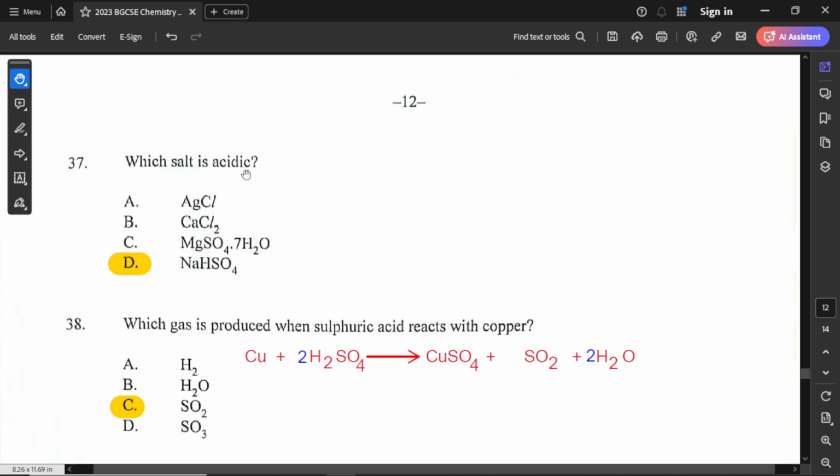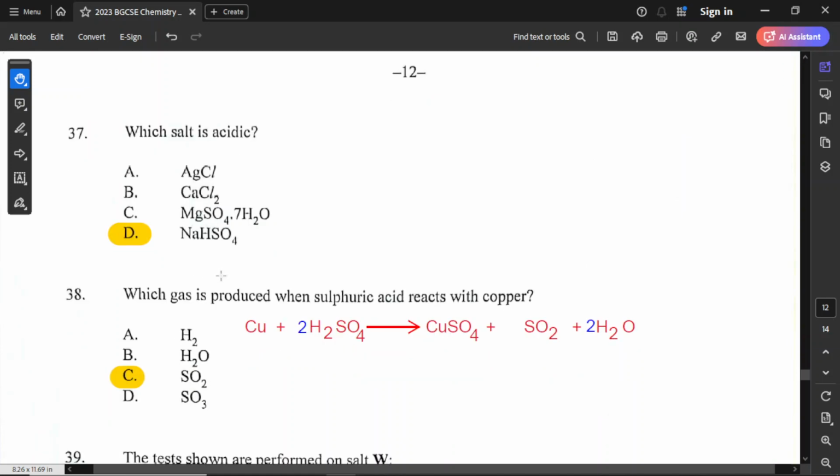37 is which salt is acidic. All right, and so to be an acidic salt, hydrogen must be present, or it must be able to dissipate hydrogen ions in a given solution. And so therefore, the only one that contains hydrogen as a salt right here is really sodium hydrogen sulfate, all right, or sodium bisulfate, you may want to call it as well.